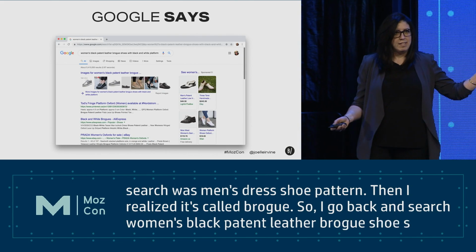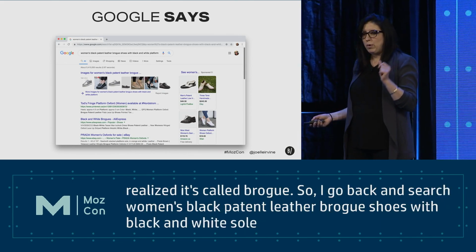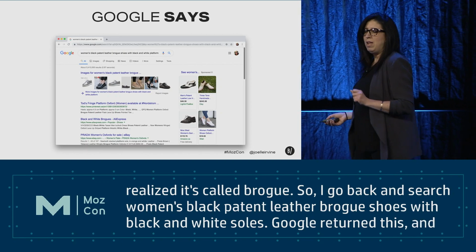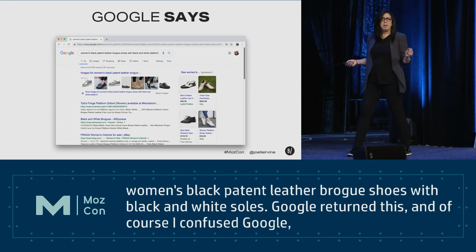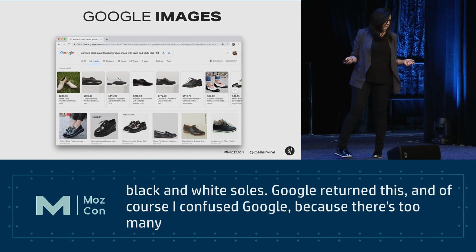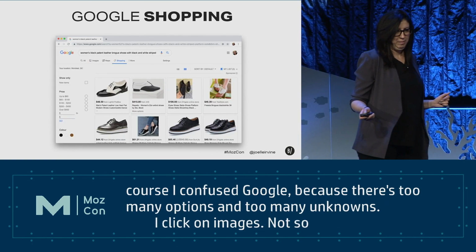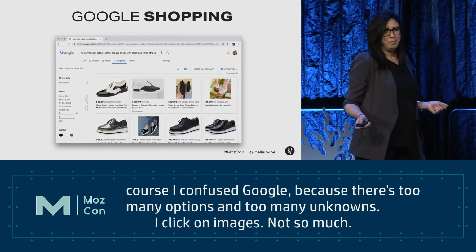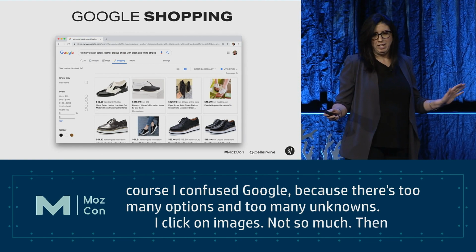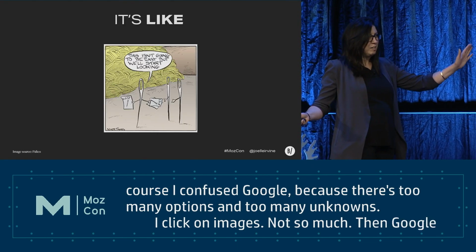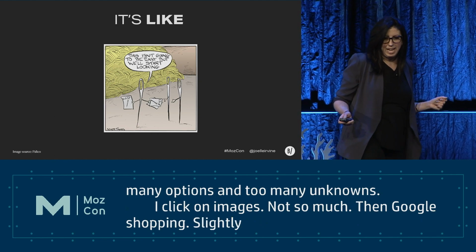Google returned this. And of course, I've confused Google because there's too many options and too many unknowns. I click on images, not so much. Then Google Shopping, slightly better, but not quite. It's like looking for a needle in a haystack.